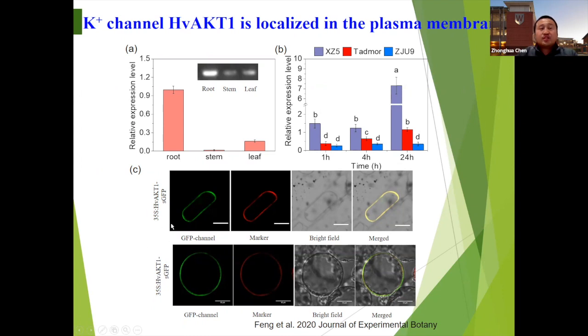So we used both onion epidermal peel and also barley mesophyll protoplasts to express the gene and to localize. So we can clearly see the 35S HvAKT1 is on the plasma membrane, and the GFP is a plasma membrane marker gene. So when you have the overlay, they merge together. So clearly showing that it is a plasma membrane localized protein.